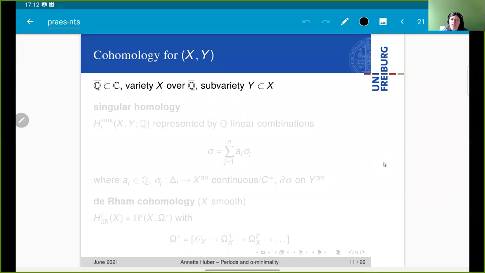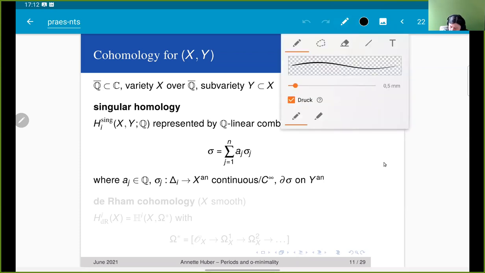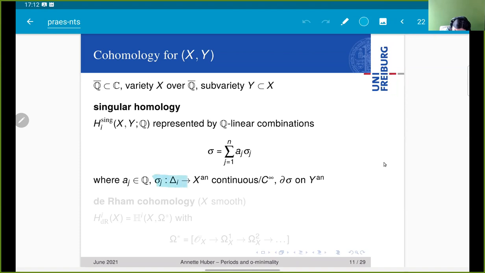And we are using algebraic varieties over Q bar. So X is an algebraic variety over Q bar and Y is a closed subvariety. And when I say cohomology or homology, what I'm thinking of is singular homology. So I'm looking at singular homology of the pair (X, Y), and elements in there are represented by chains, so by Q-linear combinations of simplices. And a singular simplex, by definition, is a map from the standard i-dimensional simplex, like triangles, into the analytic space defined by the algebraic variety.